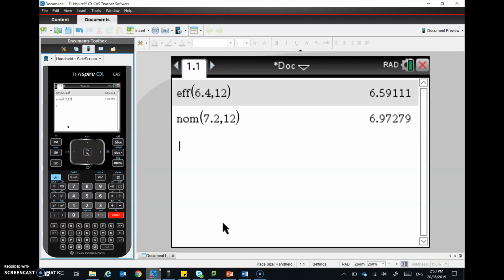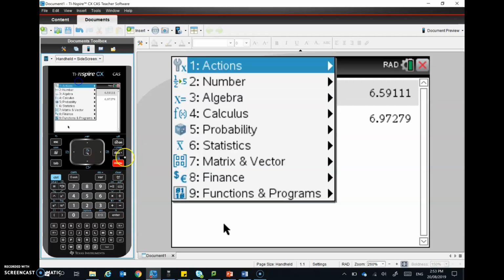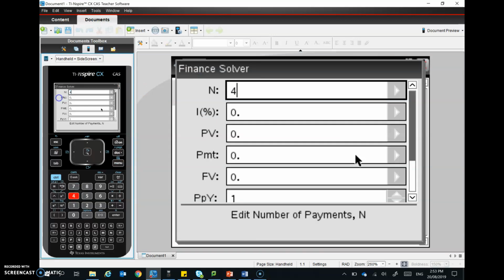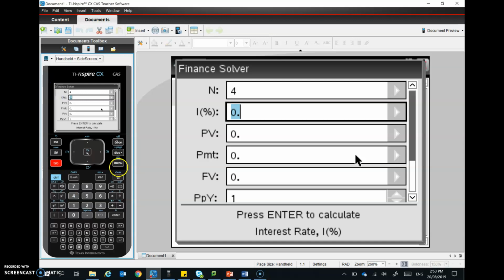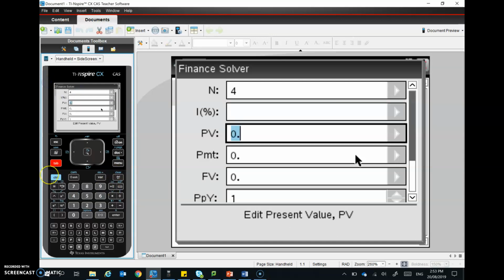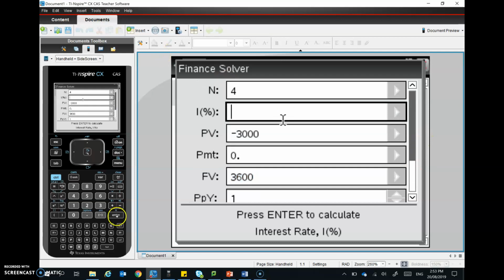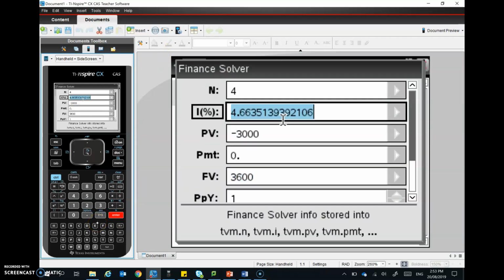Righto. So menu finance, we're going to use our finance solver. Okay, so we've got 4 years. We'll delete that, leave it clear. Okay, present value negative 3,000. And then 3,600. The rest looks ready to go. That's all good. Okay, so the rate of return is 4.66% on that investment.